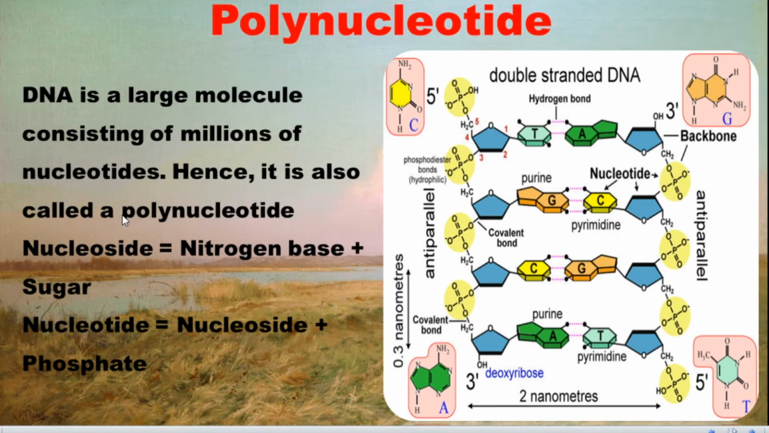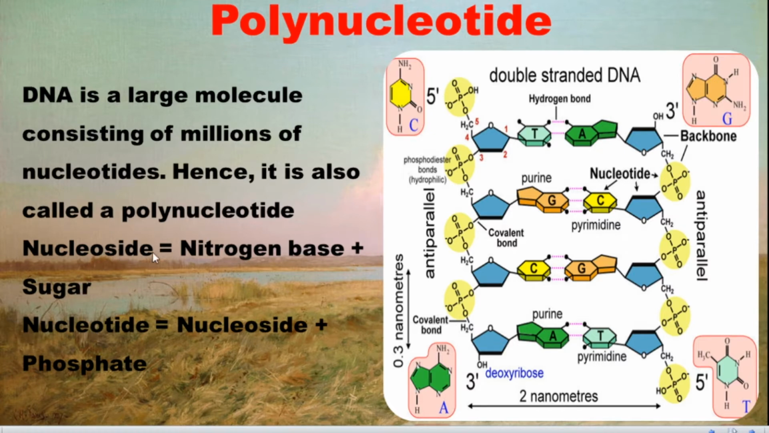Hence it is also called a polynucleotide. DNA consists of millions of nucleotides. That's why we call it a polynucleotide. Already we have studied this. What do you mean by nucleoside and nucleotides? Sometimes they will ask, what is a nucleoside? What do you mean by nucleotides?